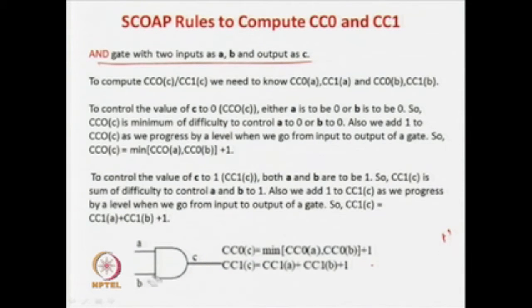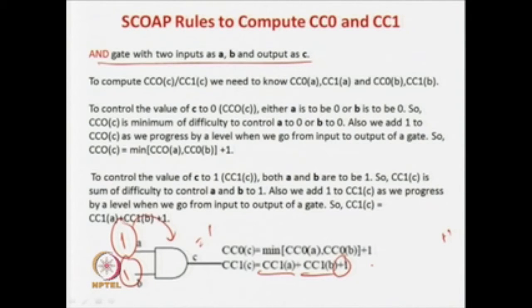Now, let us see what is the difficulty of making C as 1. Making C as 1 is a more difficult problem because A has to be 1 as well as B has to be 1. There is no choice. So, how difficult it is to make A as 1 and how difficult it is to make B as 1, those values you have to add, because together you can make C equal to 1, and then you have to add a 1 because there is a level shift.